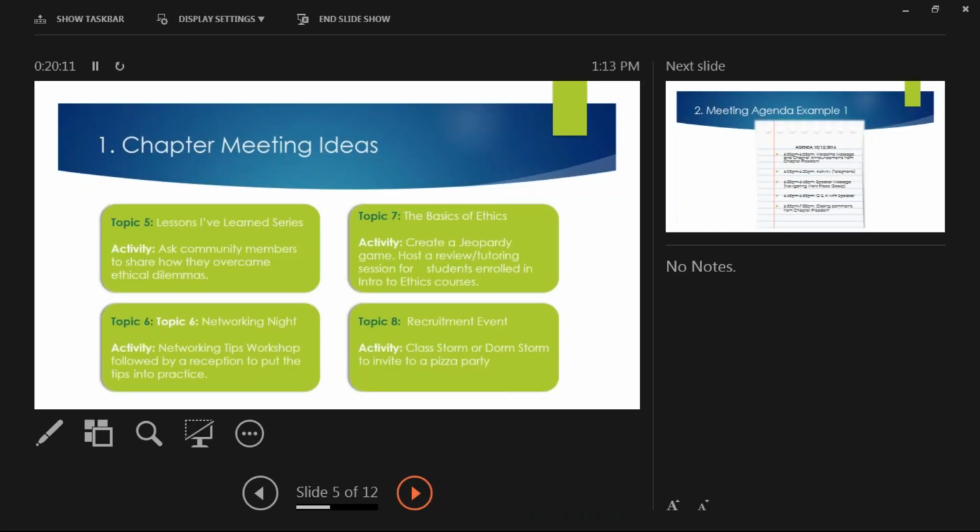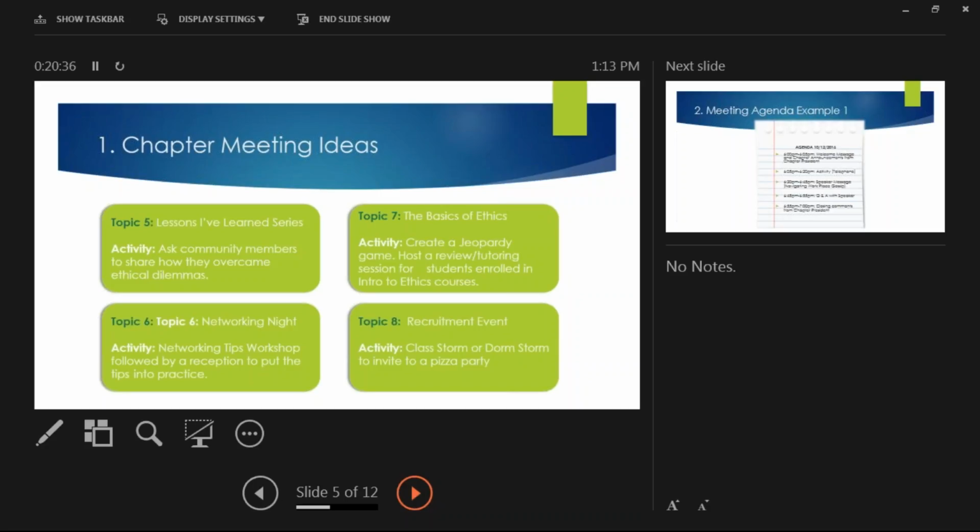And in the dorm storm, maybe you have some pizza or wings or whatever it is that people like on your campus, and so you go around the dorm and knock on people's doors and say, hey, we're about to have a meeting, we're going to have free pizza, come to our meeting and find out what we're going to talk about. And that can be a good opportunity to expose your chapter to other students on your campus.